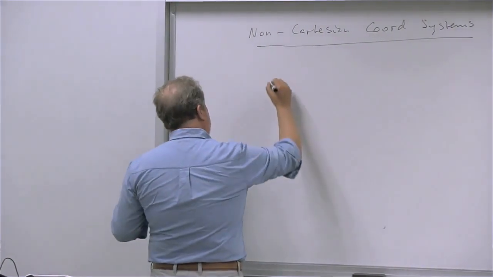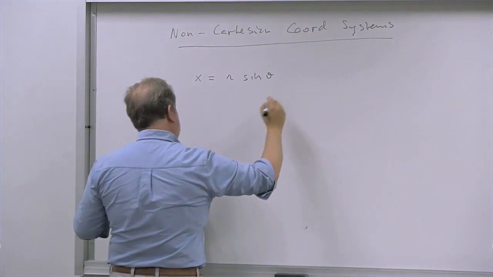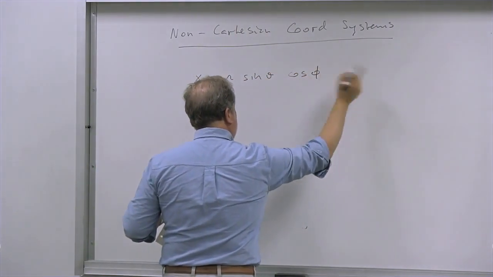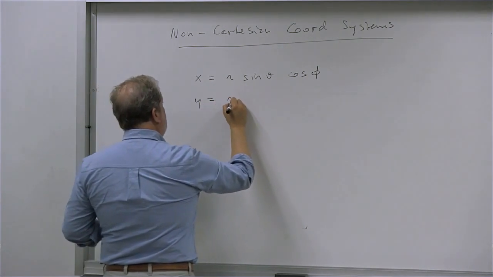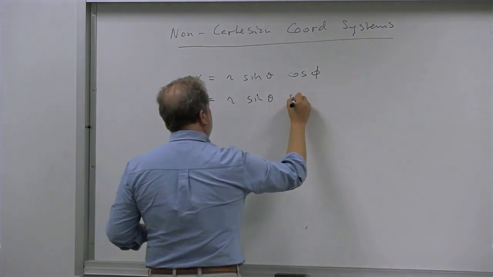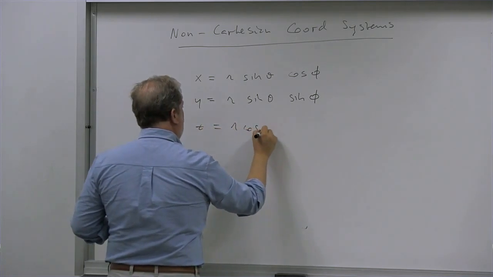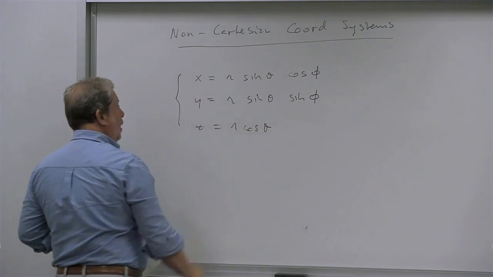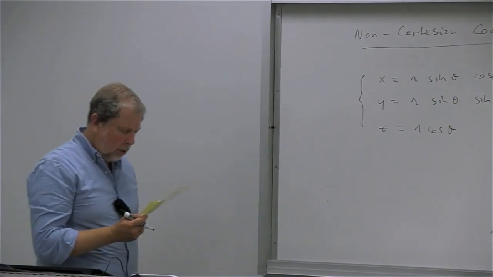So we have x is equal to r times the sine theta times the cosine of phi, with the usual definition of the angles. And y is equal to r sine theta sine phi, and z is equal to r times the cosine of theta. And that defines our change of variables from the Cartesian to the polar coordinates.